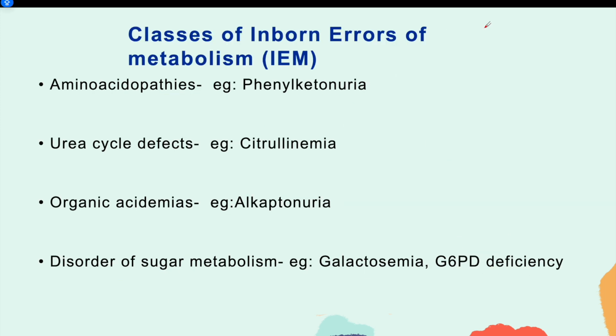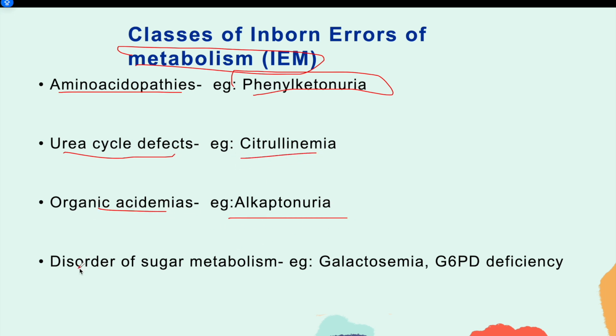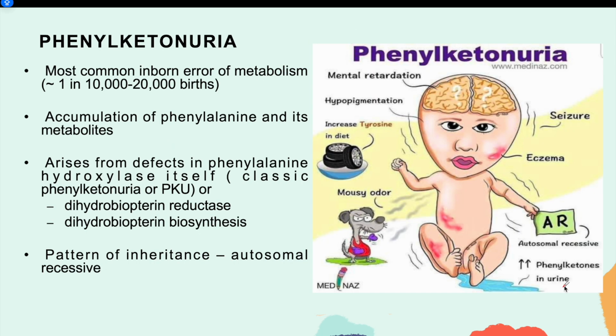Now, the different classes of inborn errors of metabolism. First is amino acidopathies, in which we have the example of phenylketonuria. Urea cycle defects, where we have citrullinemia. Organic acidemias, alkaptonuria, and disorders of sugar metabolism like galactosemia and G6PD deficiency. So today we will discuss an important disease, phenylketonuria.